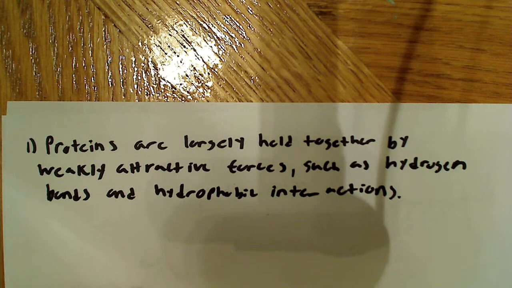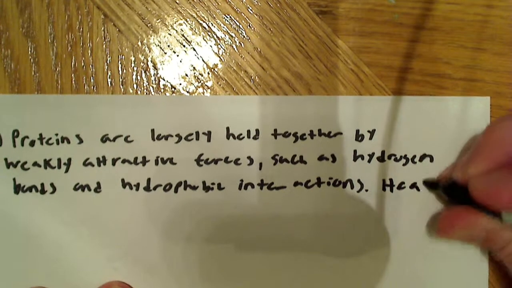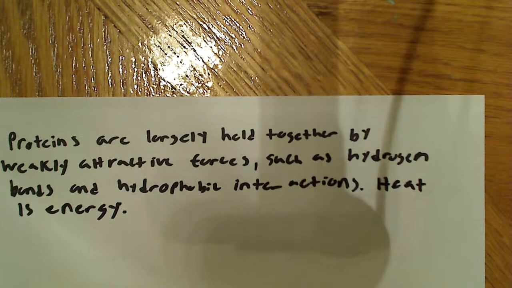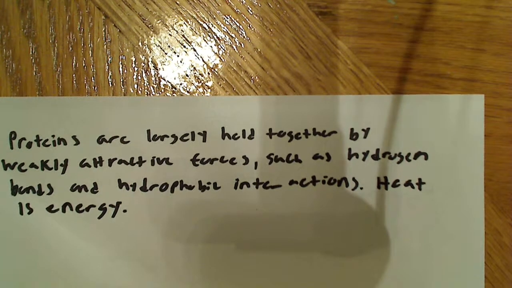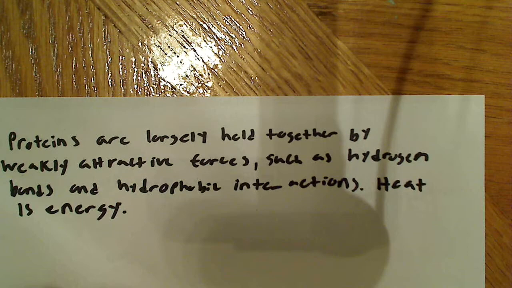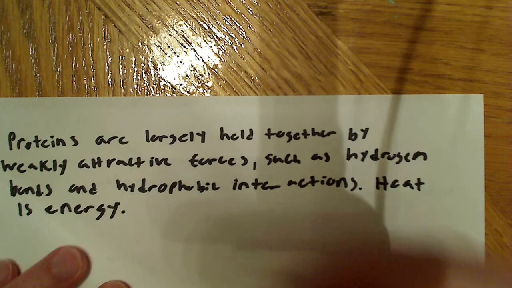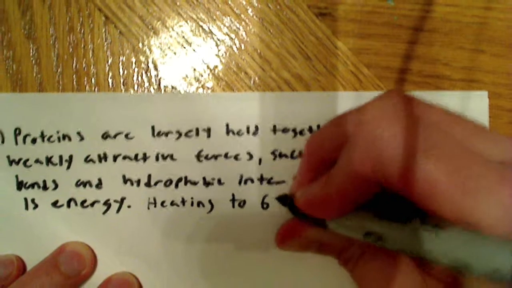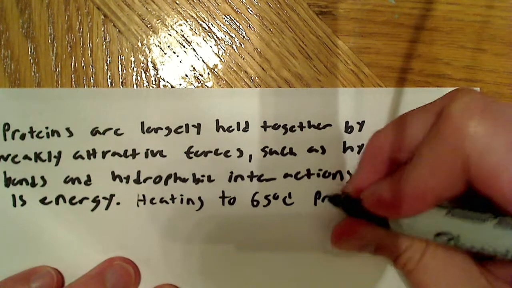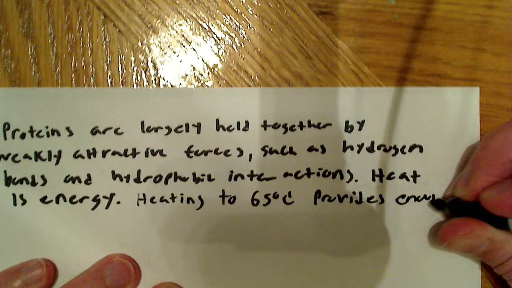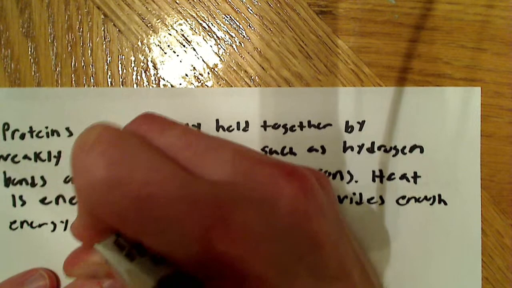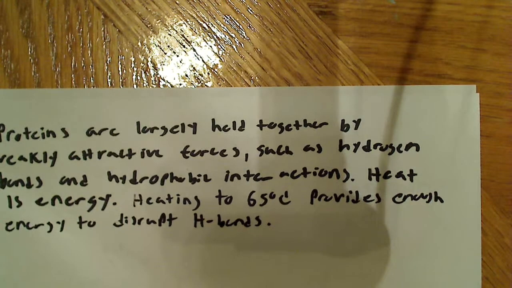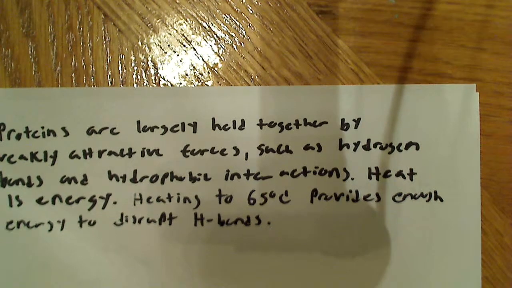And they said we're heating this to 65 degrees Celsius. So what I'll say next is that heat is energy. There's enough energy in heating to 65 degrees C to disrupt hydrogen bonds. Break is not really the right word, because they're not covalent bonds, so we're not actually breaking them. So heating to 65 degrees provides enough energy to disrupt hydrogen bonds.